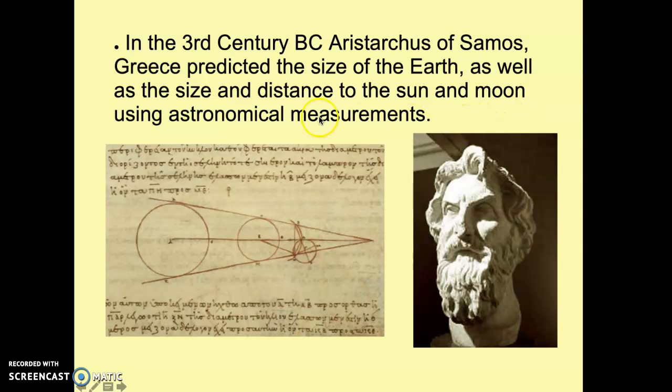So in the 3rd century, we had Aristarchus of Samos. He was able to predict the size of the Earth and Moon based on astronomical measurements he was making, which is super wild to think about.